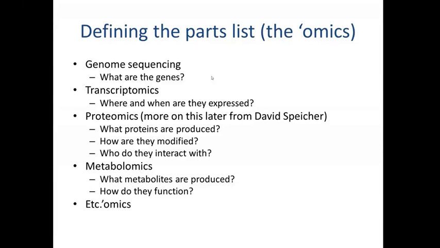What are the genes? What are the cDNAs? What are the chromatin modifications? Transcriptomics: when and where are they expressed? Proteomics: also when and where are the proteins expressed? And we're going to hear more about this in a few lectures from David Spiker. How are they modified? Who do they interact with? Which we'll talk about today. Metabolomics, which is what types of metabolites are produced and how do they function.